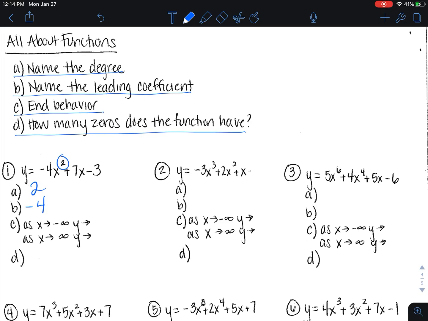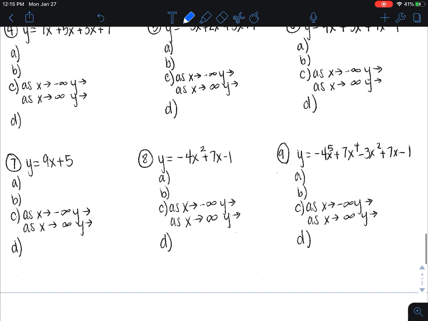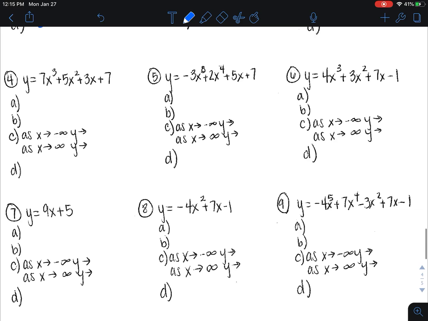So our end behavior, since our leading coefficient is negative, our second or right-hand side is negative. And then our right-hand side, because this is even, the left-hand side is going to be the same. So essentially, think about it, that's what that graph looks like. All right, and then part D, how many zeros does this function have? Remember, the number of zeros equals your degree. Okay, so for example, in number 1, it's the second degree, so we should have 2 answers. Okay, that is all you're doing for this as well. So again, pretty basic, pretty simple, shouldn't be bad at all.